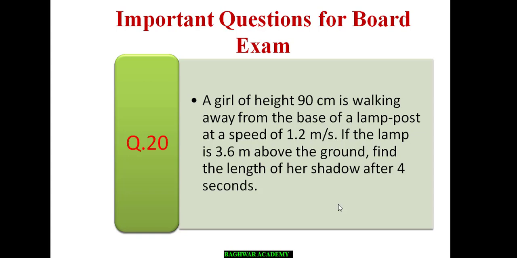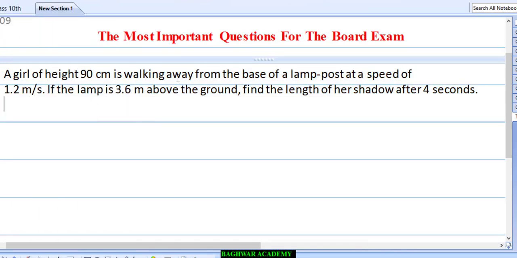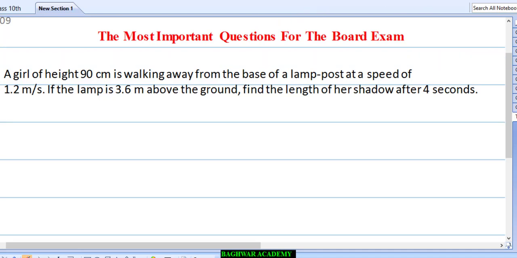If you have a similar question, or this type of question comes in the exam, what is required to be done? First you need to try to understand the question, draw the figure and then proceed, and I hope you will be able to solve it in this way. So let's see how we will solve this question. A girl of height 90 cm is walking away from the base of a lamp post at a speed of 1.2 meter per second. If the lamp is 3.6 meter above the ground, find the length of her shadow after 4 seconds. First of all, you need to understand what has been given and how we will proceed.